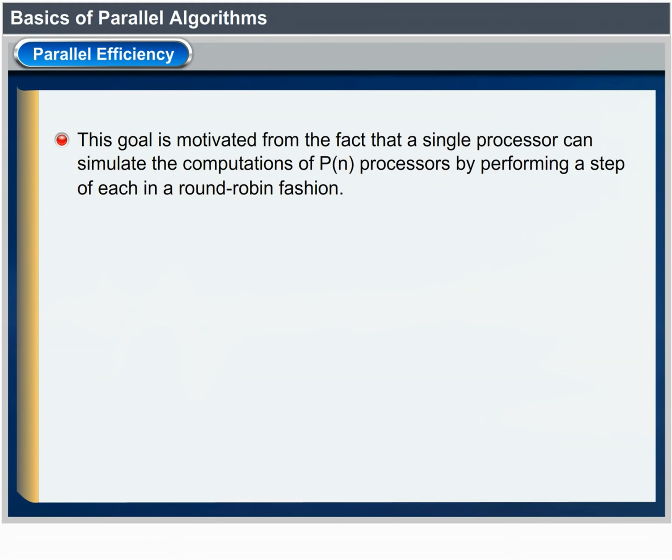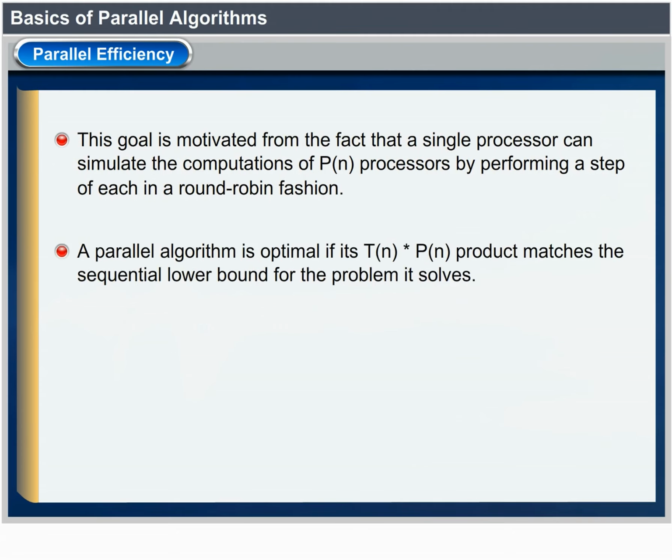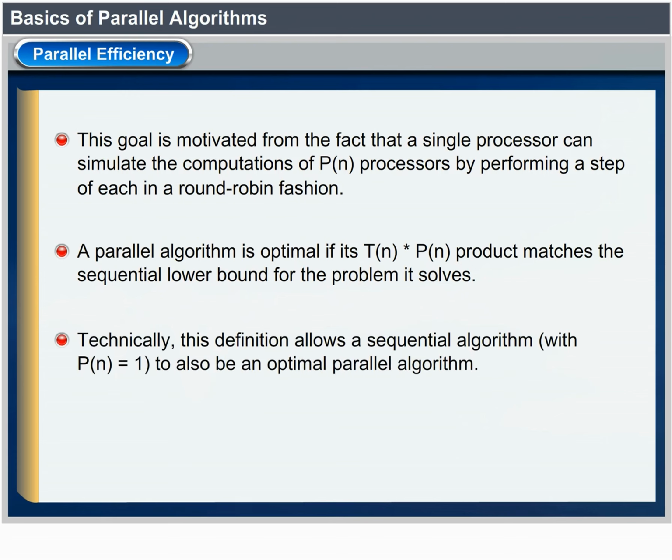This goal is motivated from the fact that a single processor can simulate the computations of P(n) processes by performing a step of each in a round-robin fashion. A parallel algorithm is optimal if its T(n) times P(n) product matches the sequential lower bound for the problem it solves. Technically, this definition allows a sequential algorithm with P(n) equals 1 to also be an optimal parallel algorithm.